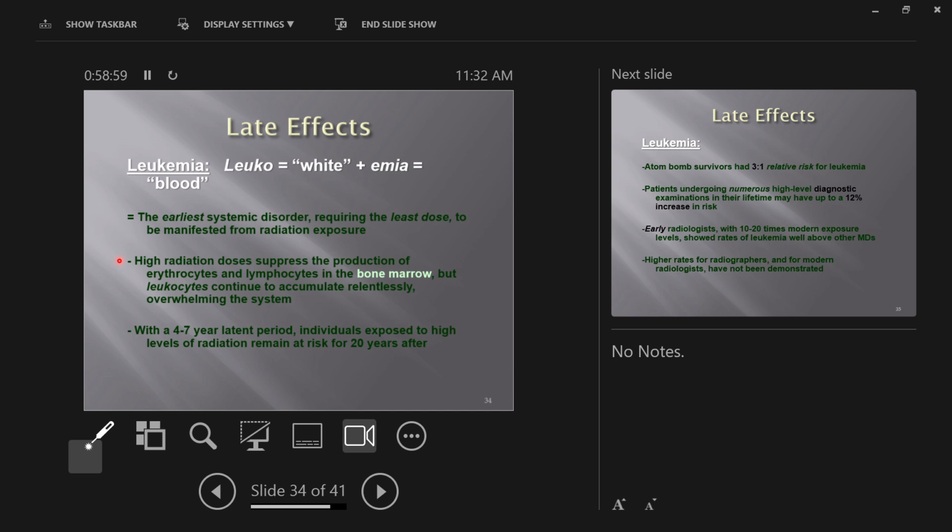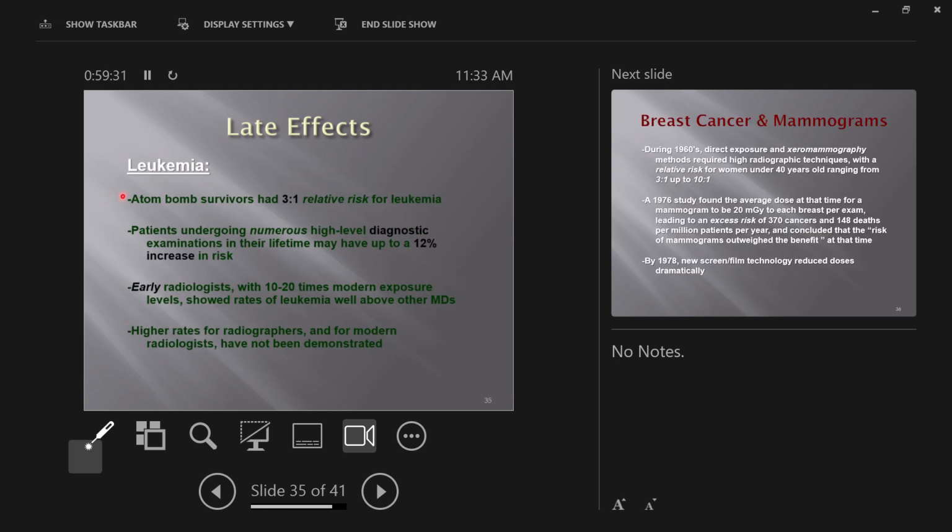High doses of radiation can suppress the production of erythrocytes, red cells, and lymphocytes, lymphatic immune cells, in the bone marrow, but leukocytes continue to accumulate relentlessly, overwhelming the system. Having a 4 to 7 year latent period, individuals exposed to high levels of radiation remain at risk for up to 20 years. Atomic bomb survivors had a 3-to-1 relative risk for developing leukemia. This means that an atomic bomb survivor was 3 times more likely than the average person to develop leukemia. This went up, though, if you were a child, because you're more radiosensitive as a child.